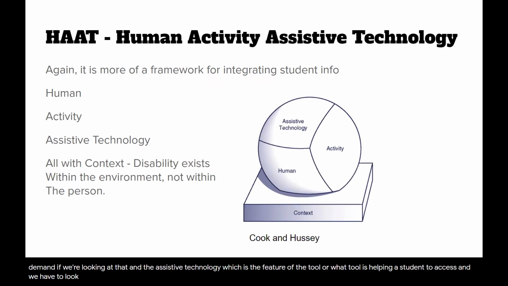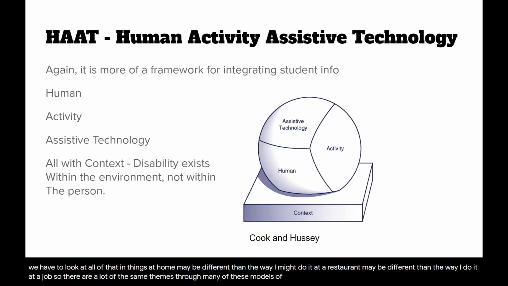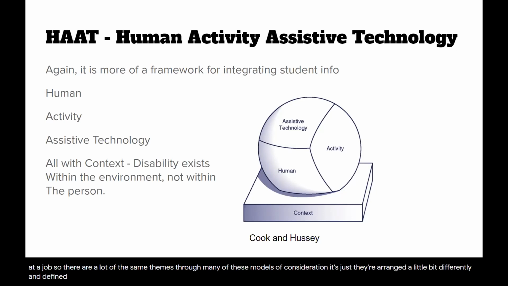And we have to look at all of that in context, because the way I access things at home may be different than the way I might do it at a restaurant, may be different than the way I do it at a job. So there are a lot of the same themes through many of these models of consideration. It's just they are arranged a little bit differently and defined a little bit differently.